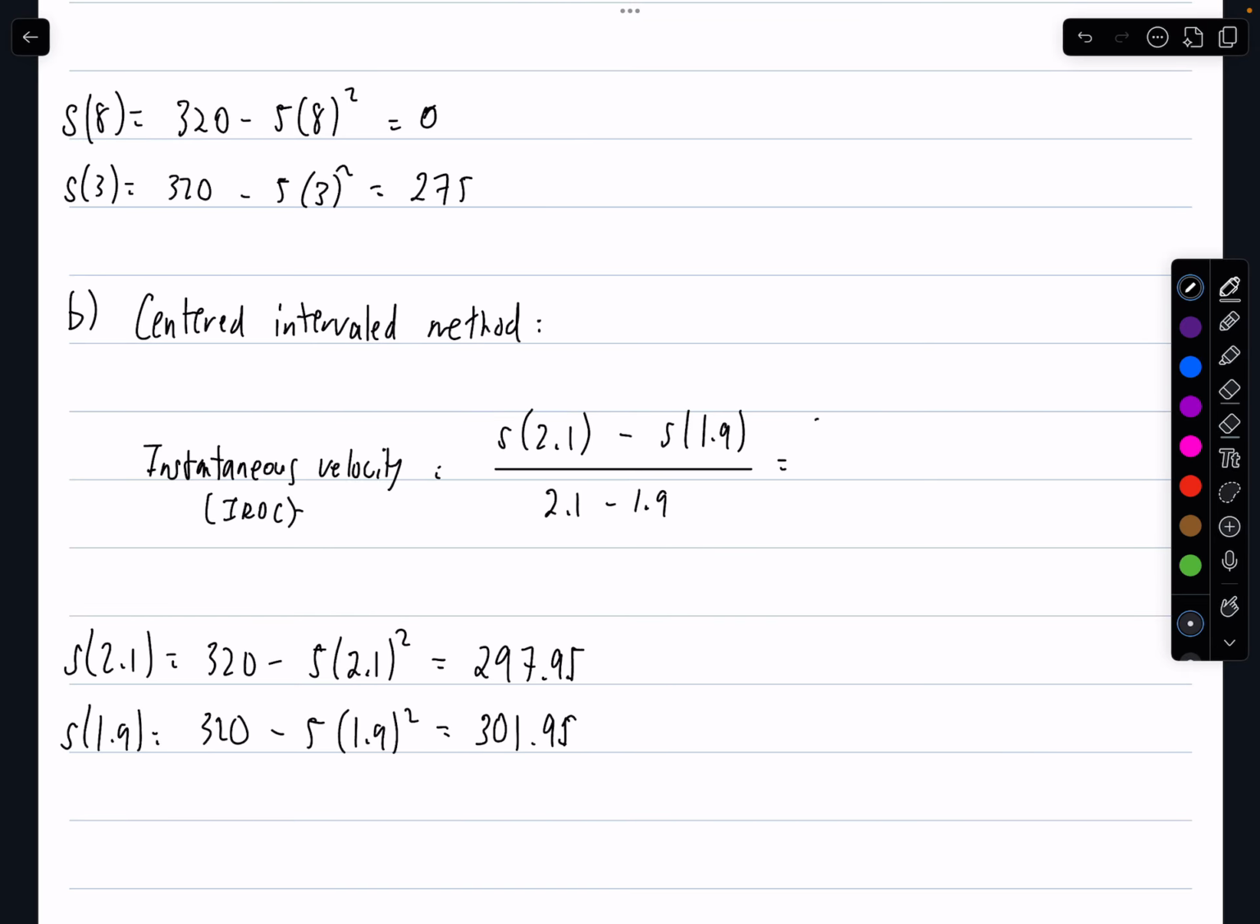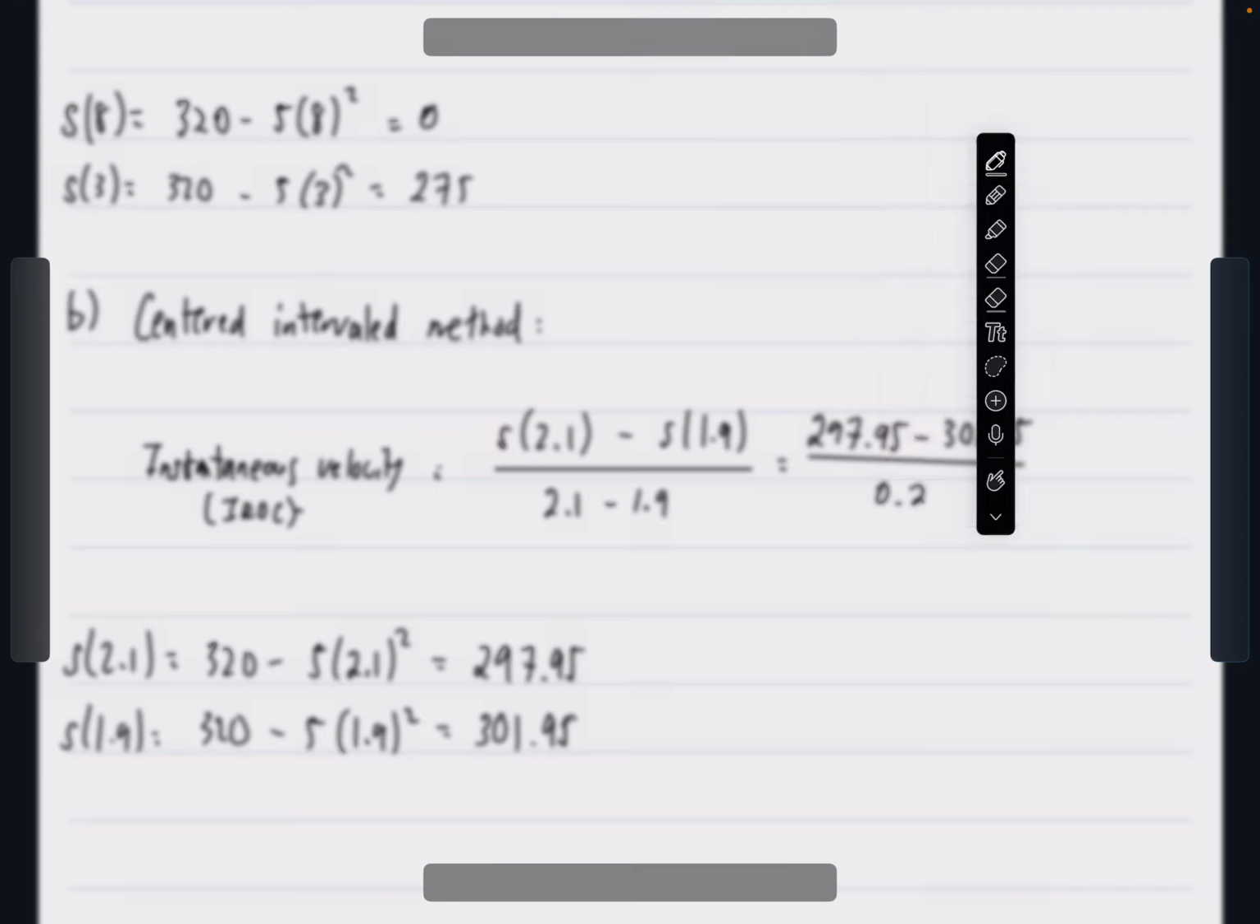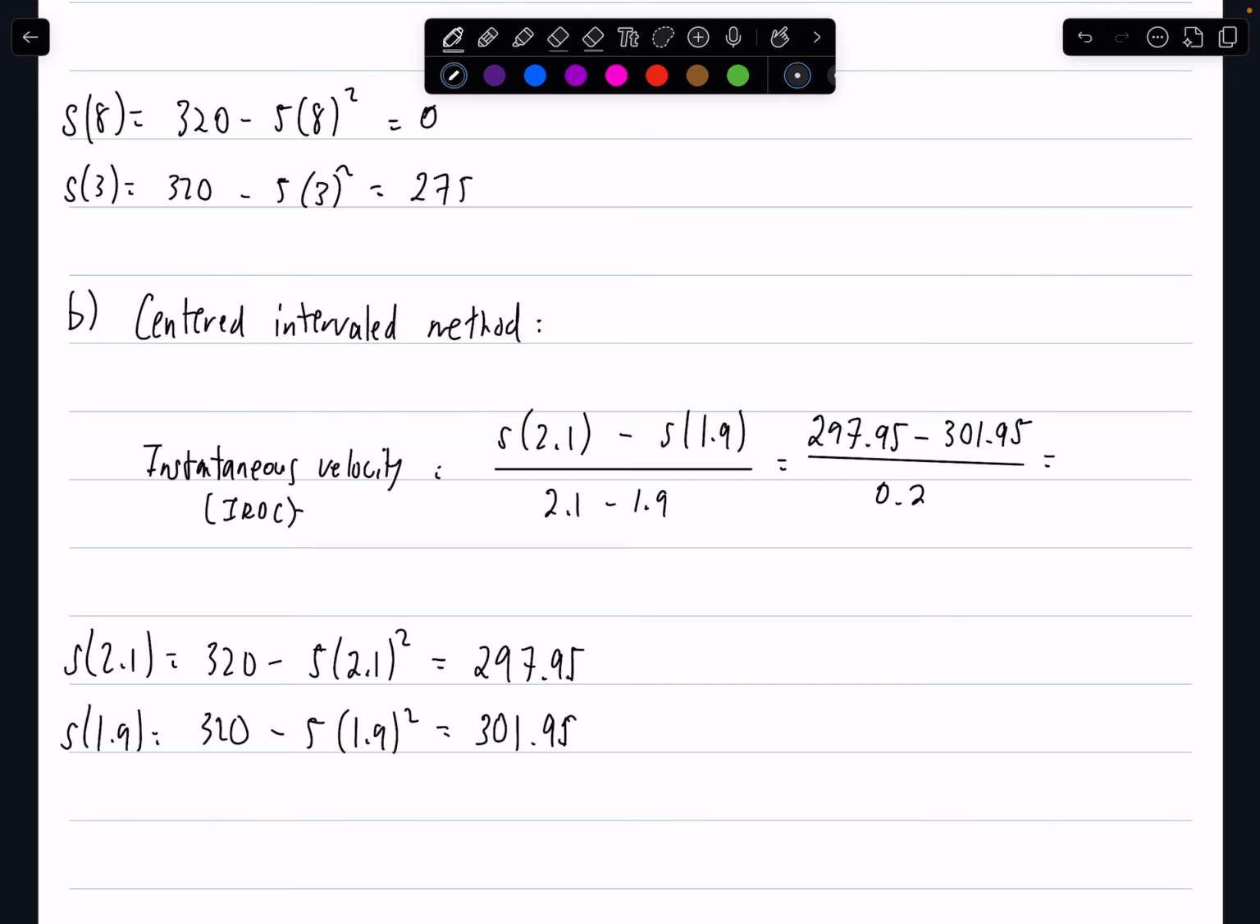Now we can plug these both back into our equation. So we have 297.95 minus 301.95 all over 0.2. And when we finish out that equation, we'll actually get negative 20. And remember, it's also going to be in meters per second.